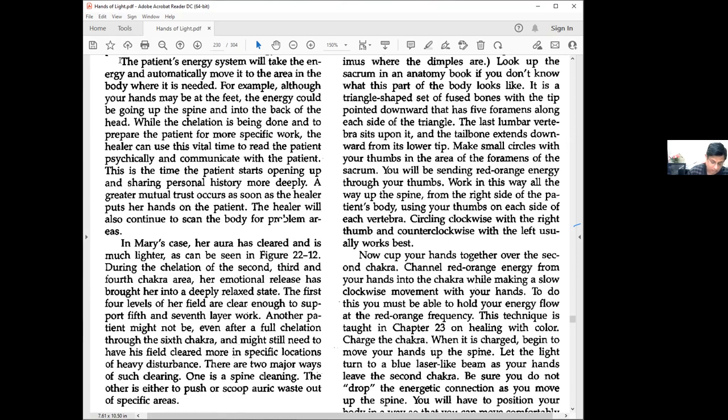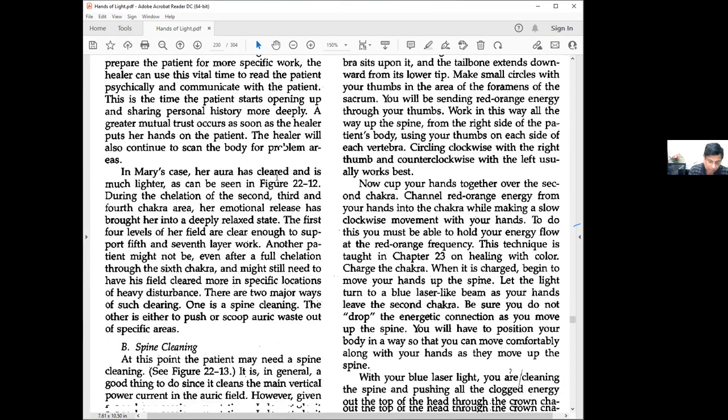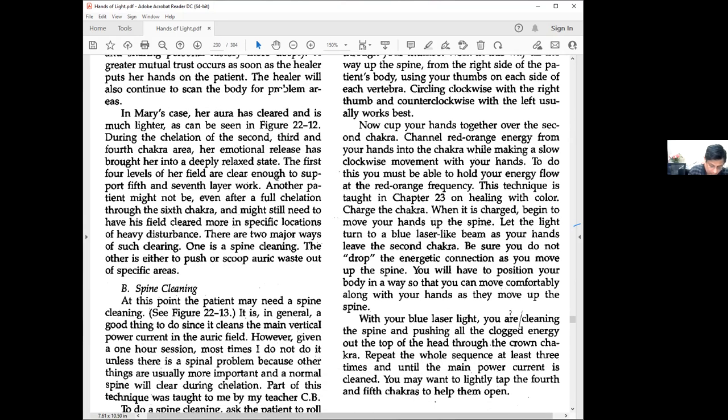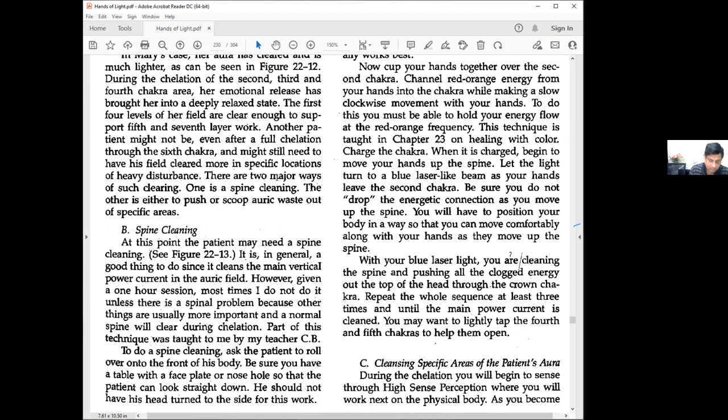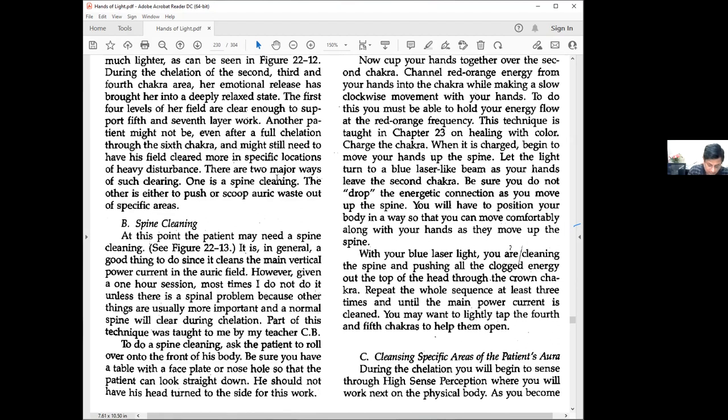In Mary's case, her aura has cleared and is much lighter, as can be seen in figure 22-12. During the chelation of the second, third, and fourth chakra area, her emotional release has brought her into a deeply relaxed state. The first four levels of her field are clear, enough to support fifth and seventh layer work.